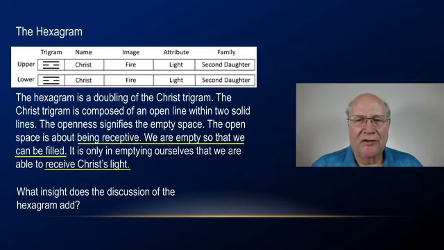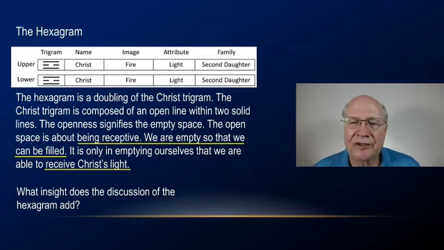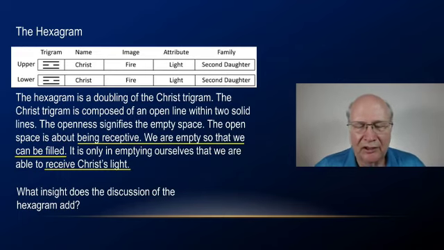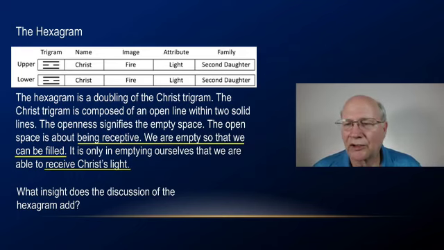Then you can read the description of the hexagram itself. Usually you're not going to find a lot in here, but it's always worth checking it. In this particular case, I see there's a discussion in here about the two trigrams. Remember, the hexagram can be considered these two trigrams. And this is a doubling of the Christ trigram. A doubling means that it's the same trigram above as it is below, which is true for 8 of the 64 hexagrams, but most of them are not doubled. So here again we see something about being receptive. We are empty so we can be filled, receive Christ's light. I'm not getting a lot of new insight, but I'm certainly getting some positive affirmations along the lines of what I had before.